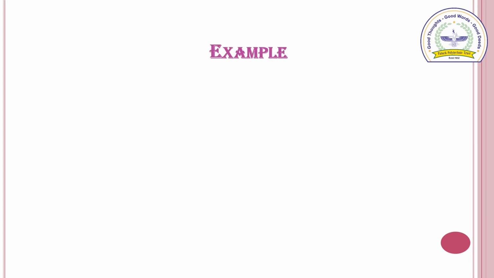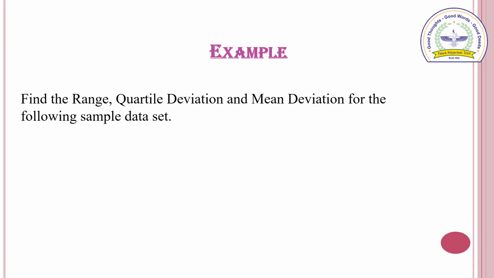Now we will see a simple example. Find the range, quartile deviation and mean deviation for the following sample dataset. And my dataset is 7, 11, 11, 20, 13, 20, 28.